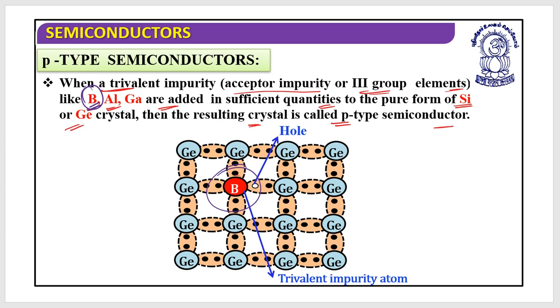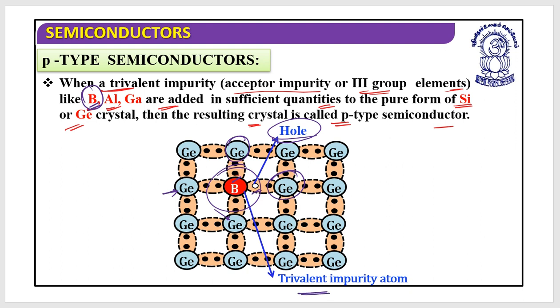When one of the boron atoms, or even aluminum, is added as a group 3 element, it has only 3 valence electrons in its outermost orbit. So one electron will form a covalent bond with this atom, another with this, and another covalent bond with this germanium atom. But the fourth one wants to form a covalent bond, and it does not have any electron in the outer shell. So there is a deficiency of electron, and that deficiency of electron is known as the hole.